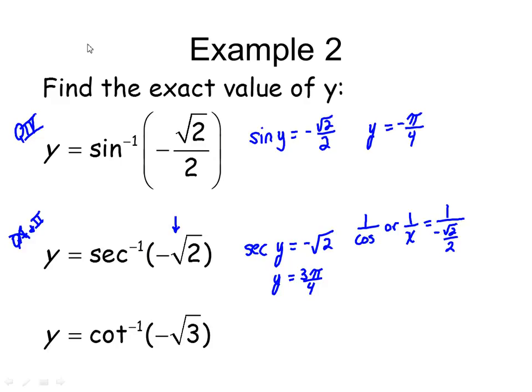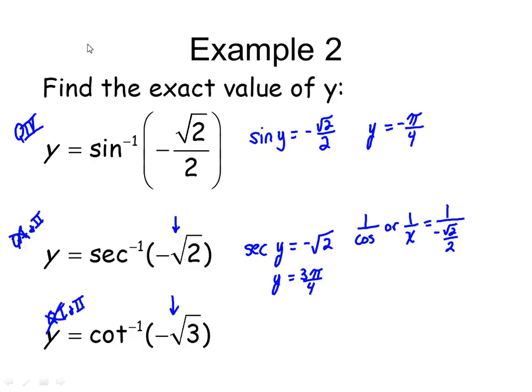Cotangent. Where is cotangent good? Which quadrants are we talking about? Cotangent's good in quadrants 1 and 2. But the cotangent that we're looking for is negative, so which quadrant do we have to be in? You have to be in quadrant 2. So let's focus on quadrant 2.